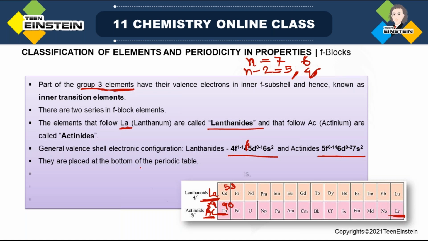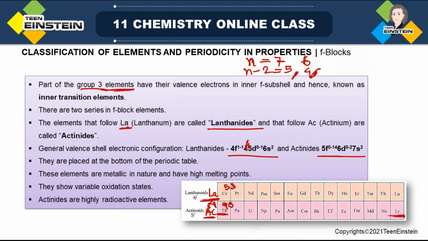They are placed at the bottom of the periodic table. These elements are also metallic in nature. They have high melting points. Now in this case also, you can see variable oxidation states, though the variation is not as high as you see in case of d block, but there is also variation. And a special point for actinides is that they are highly radioactive elements. Especially in case of actinides, we generally restrict our discussion to the first 4 to 5 elements, because the more you move towards the right-hand side, the more is the radioactivity.